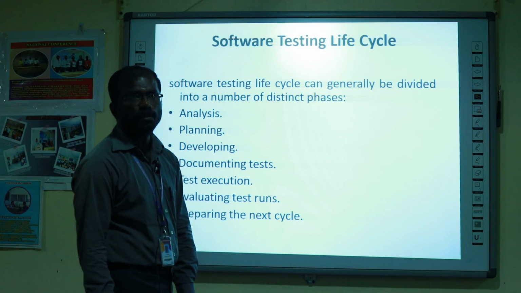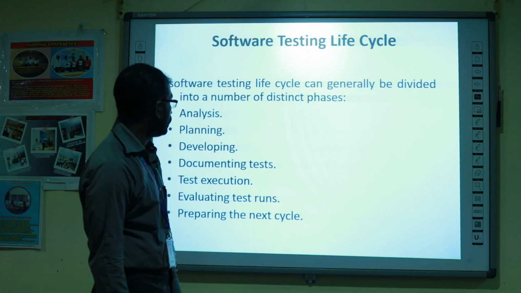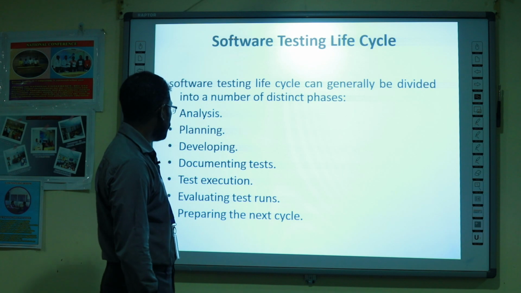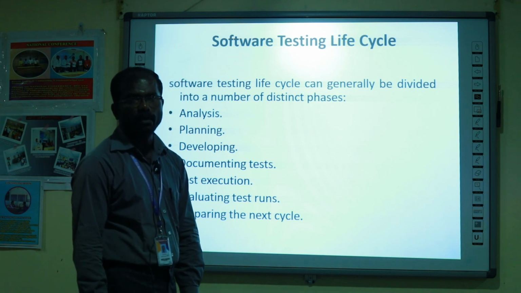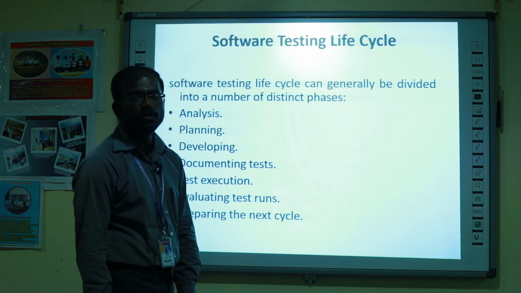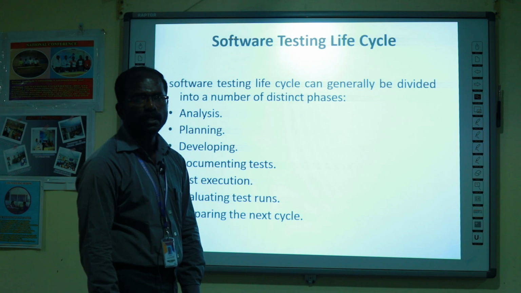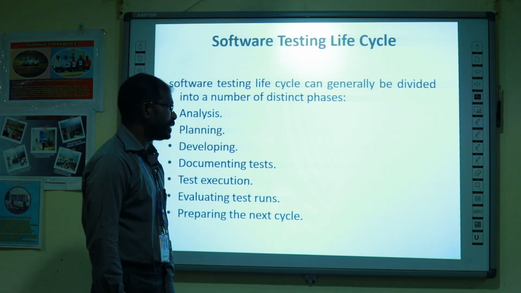After finding the bugs, we have to report them to the particular concerned developer team. Next one is evaluating the test run. After the testing process, we have to evaluate where all the errors and bugs are present. We have to evaluate everything, and report it to the particular team. And the last one is preparing the next cycle.